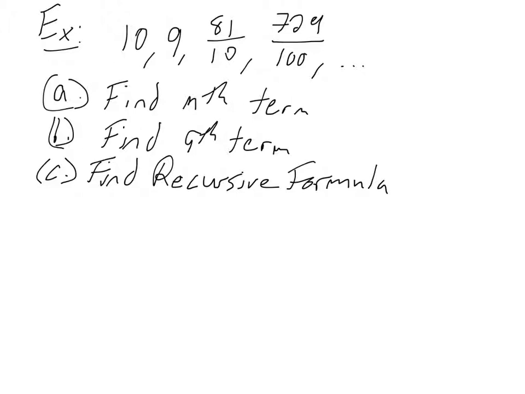So we want to find the nth term first. So first of all, a sub 1 is equal to 10. What is the common ratio that we multiply by each time? What's my r? 9 tenths, yeah. Because if I multiply 10 by 9 tenths, I get 9. If I multiply that by 9 tenths, I get 81 tenths. And if I multiply that by 9 tenths, I get 729 over 100. So yeah, my common ratio is 9 tenths. So a sub n is going to be equal to 10 times 9 tenths to the n minus 1, right? For the nth term.